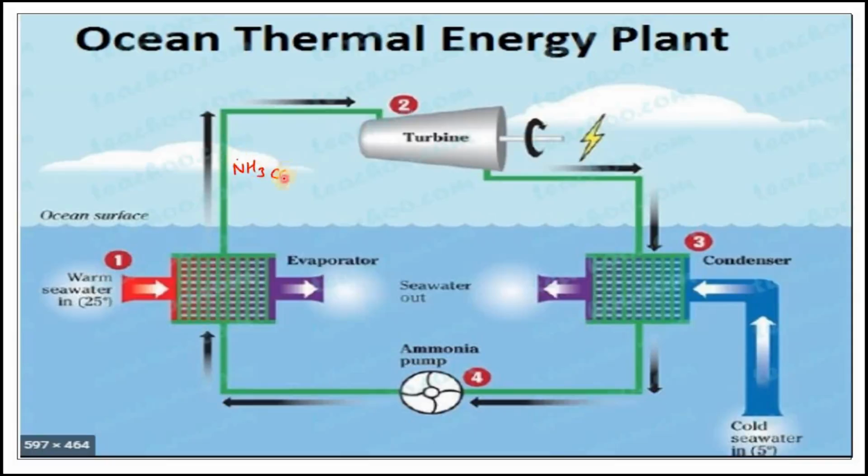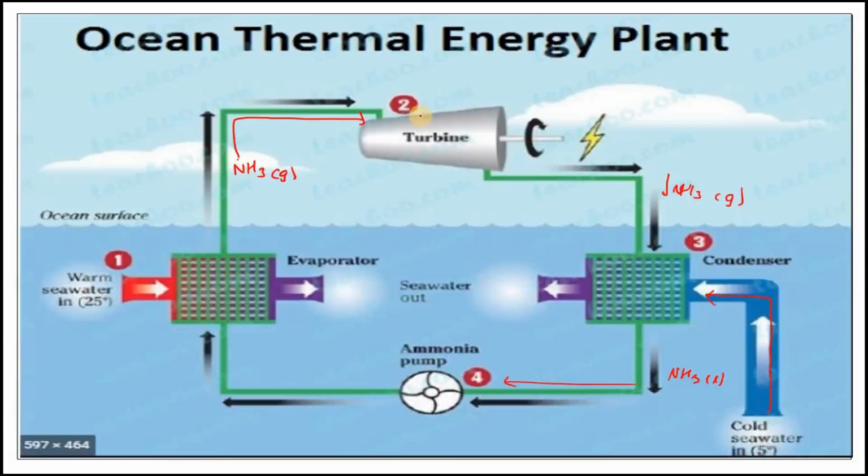Ammonia gas will now come with more pressure to the turbine, and it will run the turbine and generate electricity, and then this ammonia gas is passed to the condenser again, and cold seawater from the depth is brought up, and this cold seawater will convert the ammonia vapor into ammonia liquid, right? And again it will pass to the ammonia pump and back to the whole thing. So the whole thing circulates. This is one way of generating electricity.